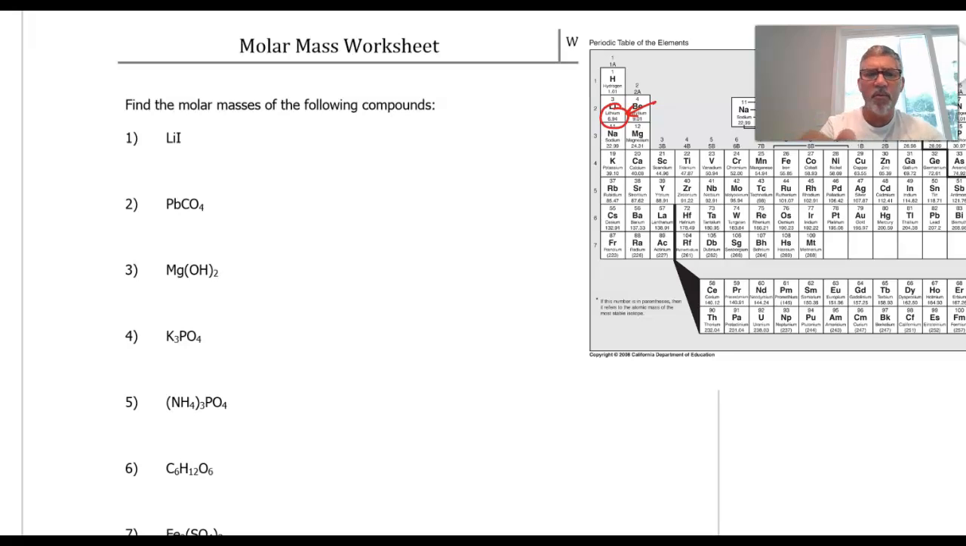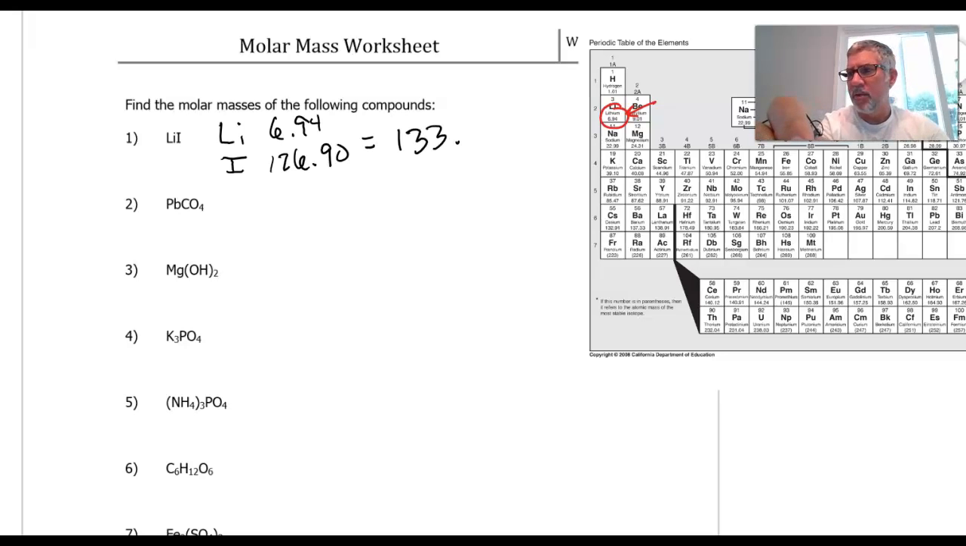So for lithium iodide, the way you get credit is to show your work. We'll put our lithium there, we'll put our I there. So lithium was 6.94, iodine was 126.90, and then 133.84, and our unit is grams.